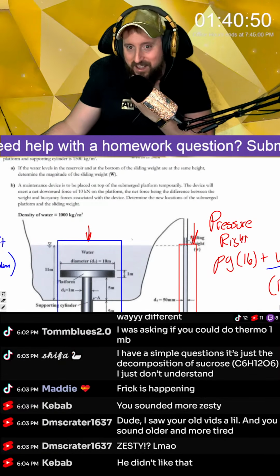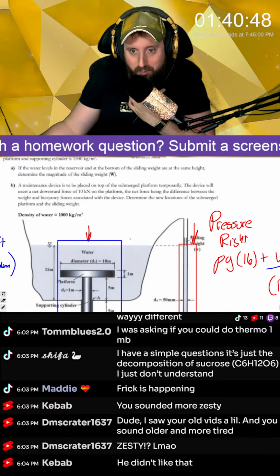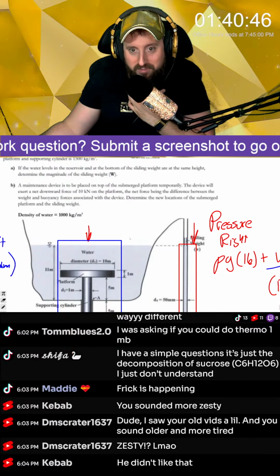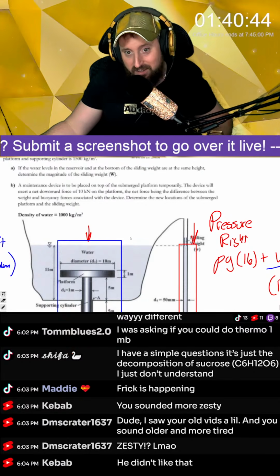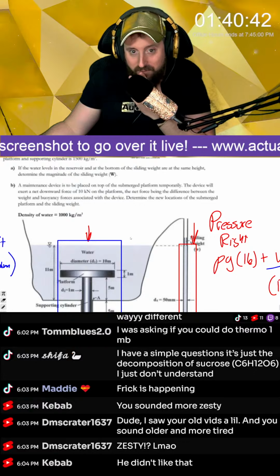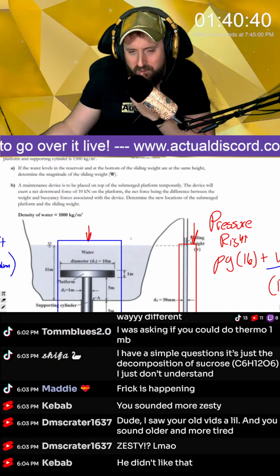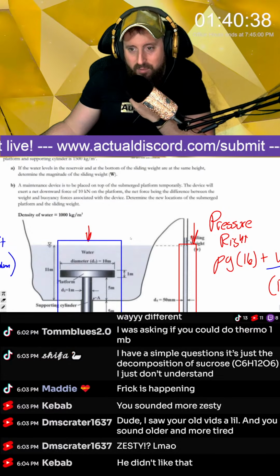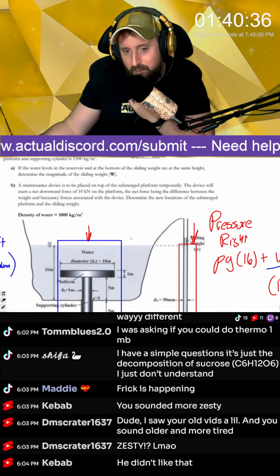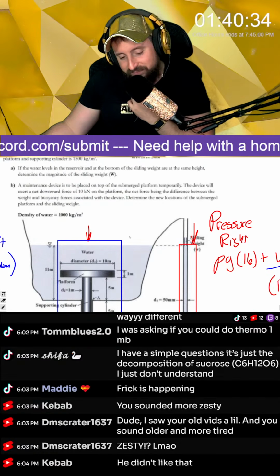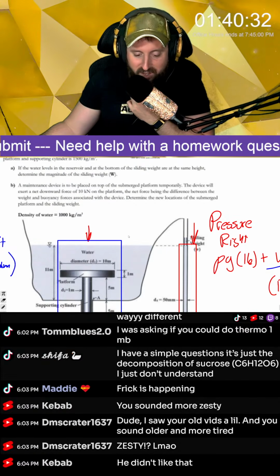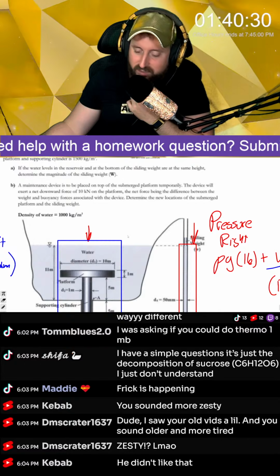A maintenance device is to be placed on top of the submerged platform temporarily. The device will exert a net downward force of 10 kilonewtons on the platform. The net force being the difference between the weight and the buoyancy forces associated with the device. Determine the new locations of the submerged platform and the sliding weight. Damn. That's a lot.